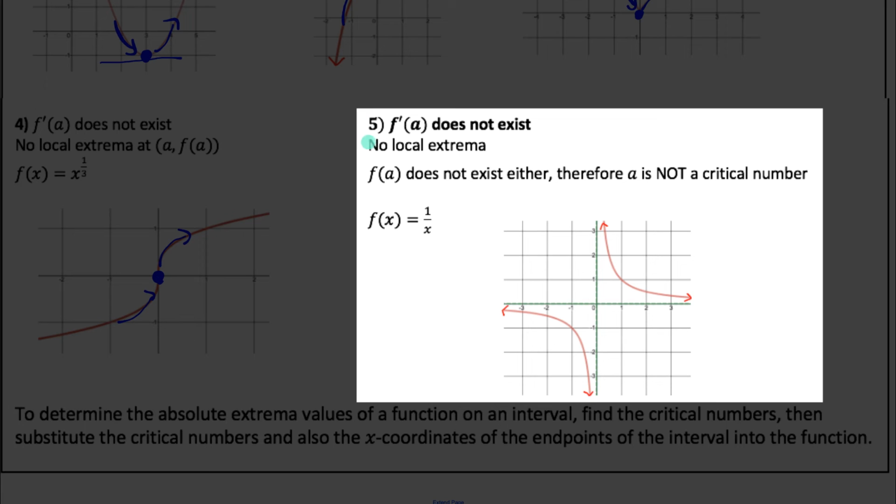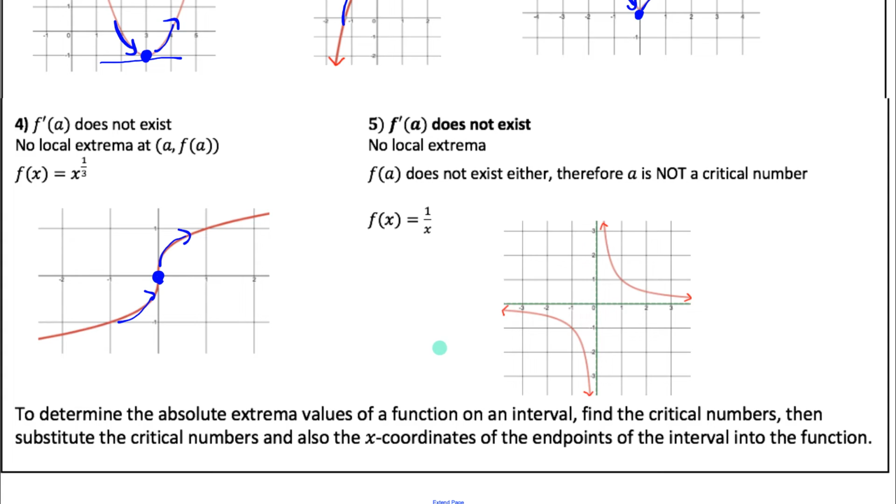The fifth scenario is one we'll talk about a lot more when we look at rational functions later in the unit, but notice this function, the function 1 over x, doesn't exist at an x value of 0. Its derivative also wouldn't exist at an x value of 0. So in that scenario, 0 doesn't actually count as a critical number because it's not in the domain of the original function. In order for something to be a critical number, it has to be in the domain of the original function.